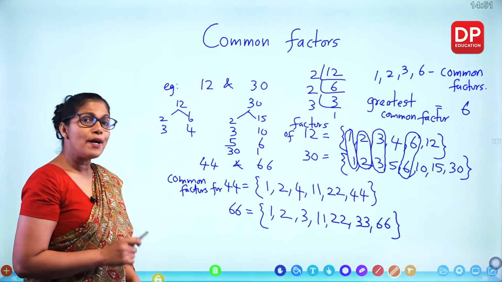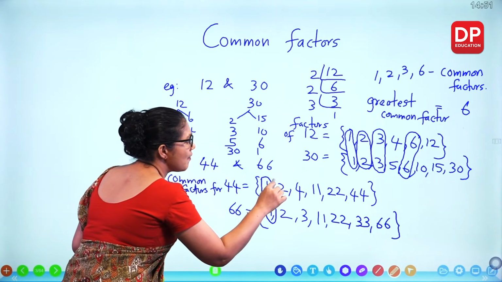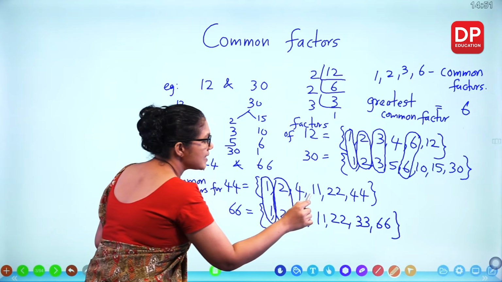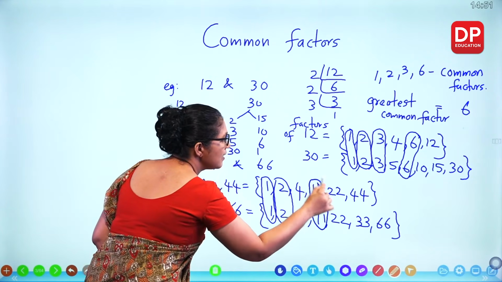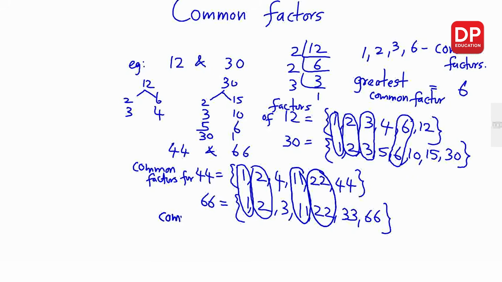If I want the common factors of these two numbers, we can find out the numbers that are common to both. So what are the common factors? So I can write common factors are 1, 2, 11 and 22. Then what's the greatest common factor? Greatest common factor is 22. So we take the largest factor.